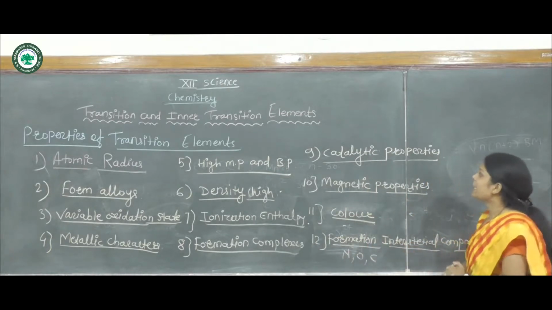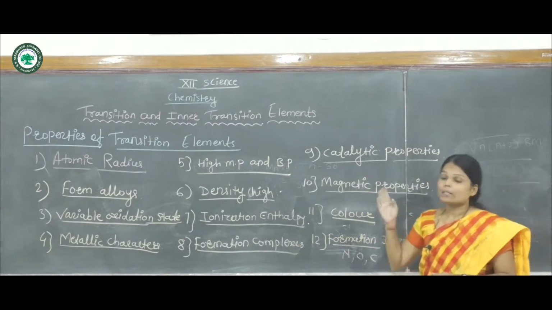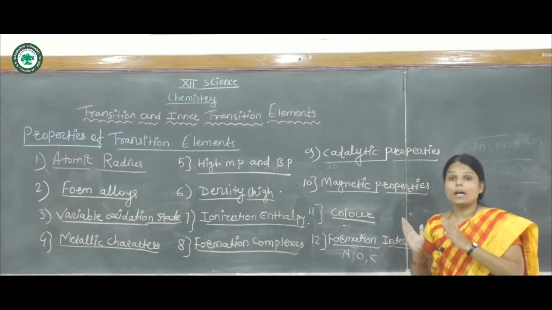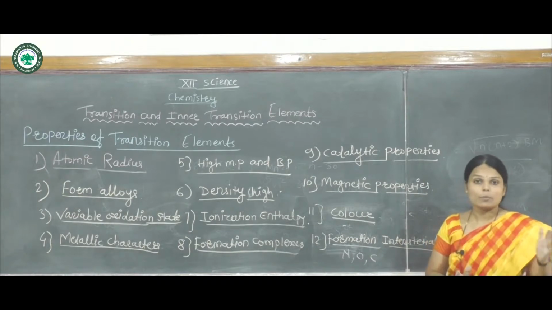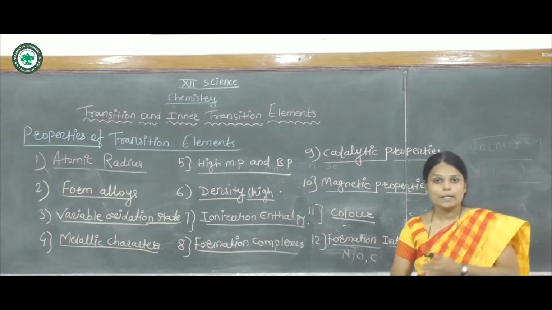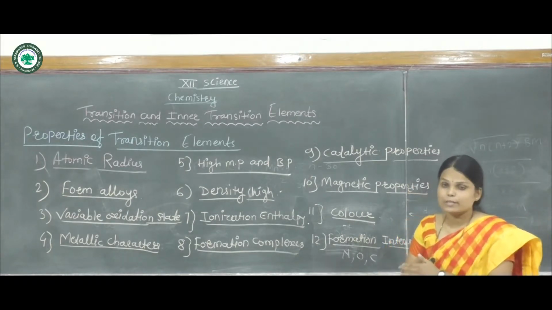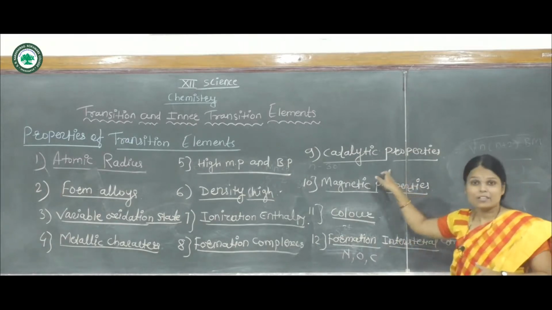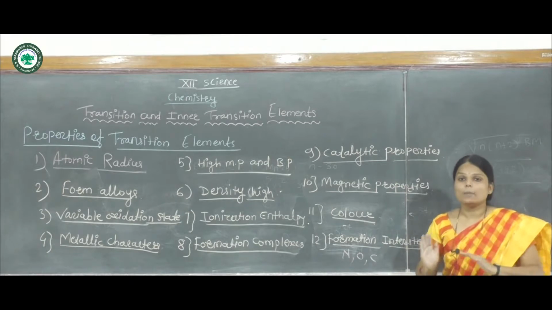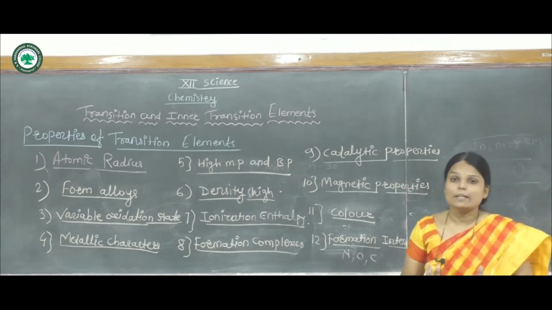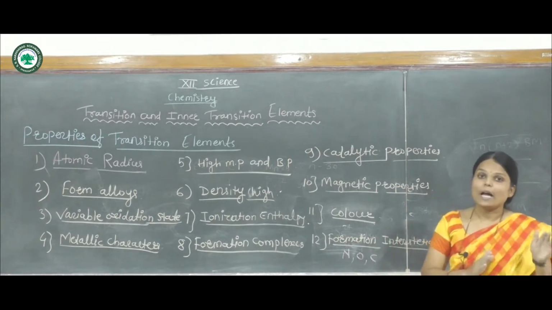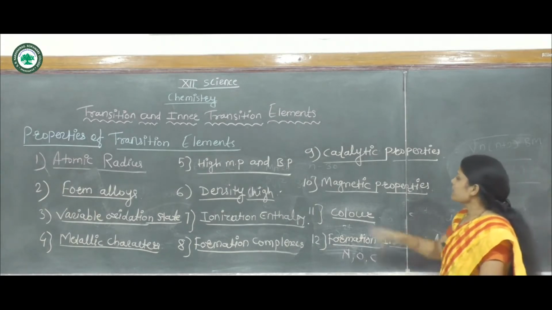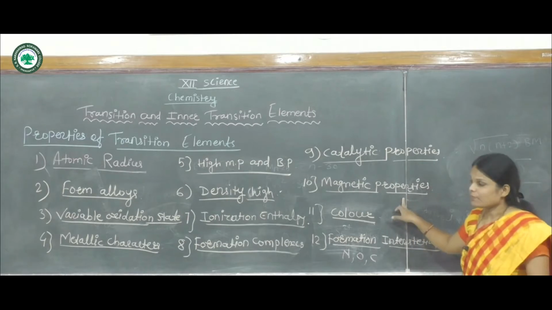The next property is catalytic properties. The transition elements have good catalytic properties. There are two types of catalytic properties: heterogeneous catalytic properties and homogeneous catalytic properties. An example is the hydrogenation reaction, in which nickel and platinum are good catalysts. The next property is magnetic properties.